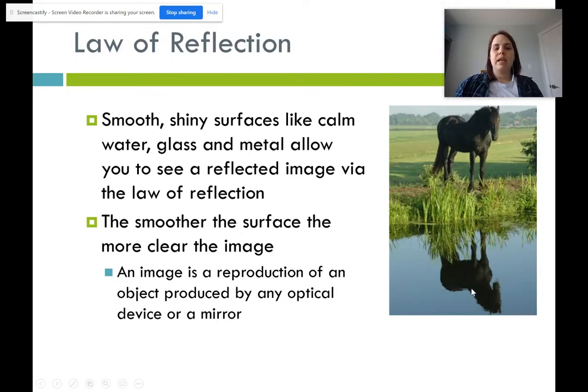Essentially, an image is a reproduction of an object produced by an optical device like a mirror. For example, here is an object, a horse. The reflection here in the lake, we would call its image. It's a reproduction of this object by an optical device, and in this case, the optical device is the water itself. Or if I go into my other room to get ready and I'm doing my hair or putting on some makeup, when I can see my image in the mirror, I am the object, and my reflection in the mirror would be the image.